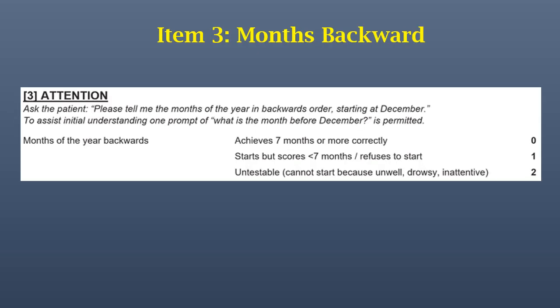Item 3 is the attention item, and it is the months of the year backwards test, and it is scored according to the index there, with 7 or more months correctly getting a 0. If the person starts but can't complete the test to 7 months, or if they just refuse but they are able to engage in talking to you, they get a 1, and if they're untestable, the score is 2.